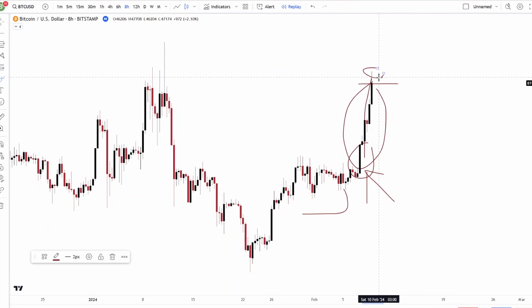So Bitcoin now is at 47, but when this cycle first started, it was at 43. So it moved from 43 to 47 in literally 2 days. Actually, a day and a half.